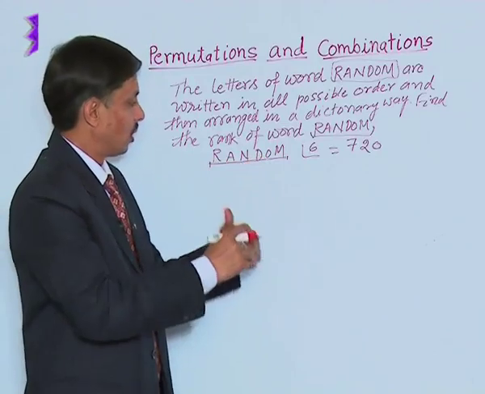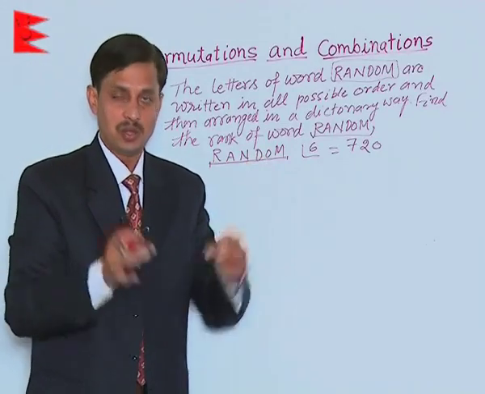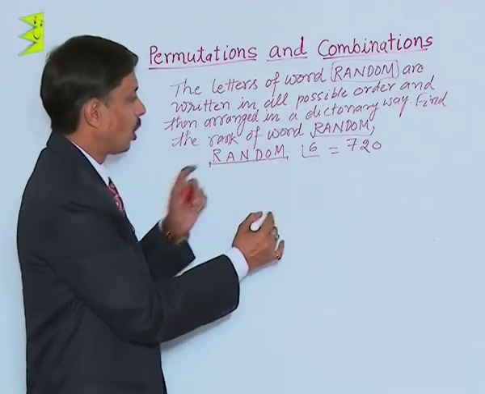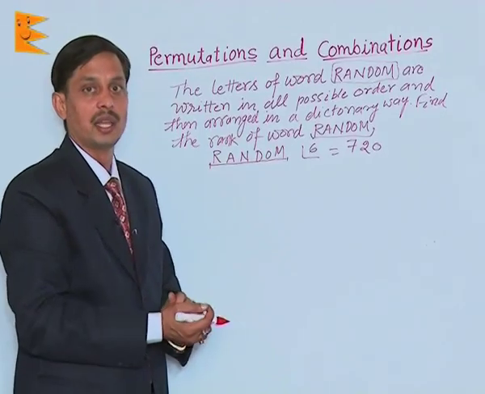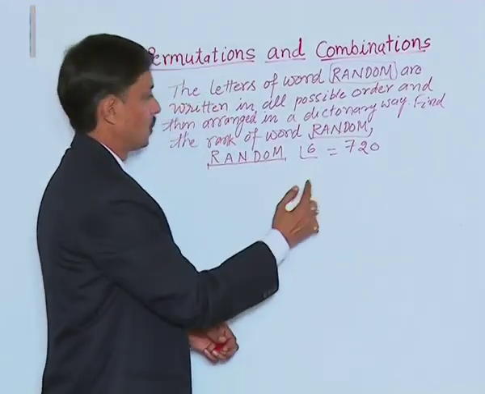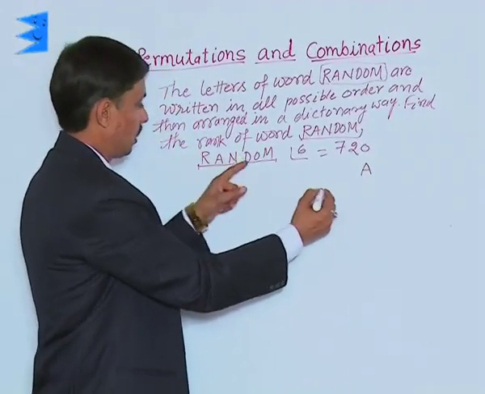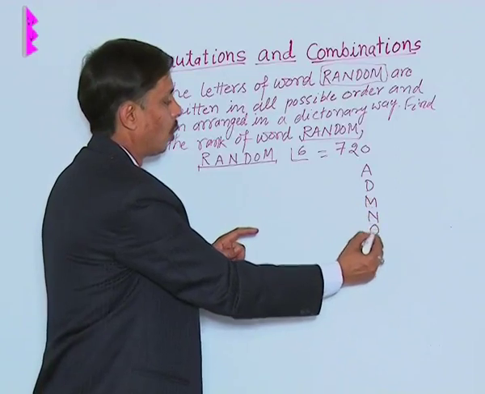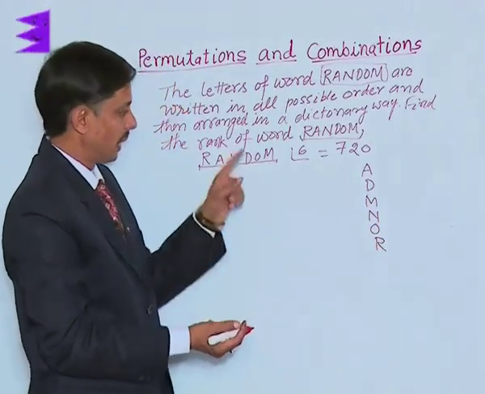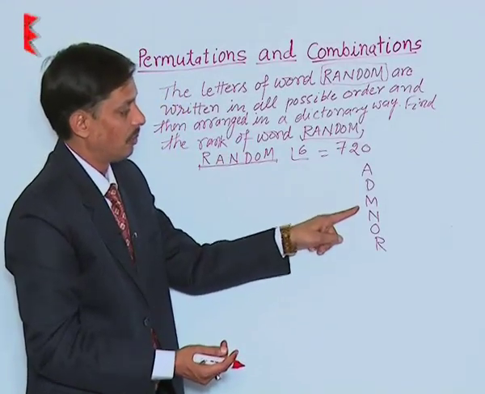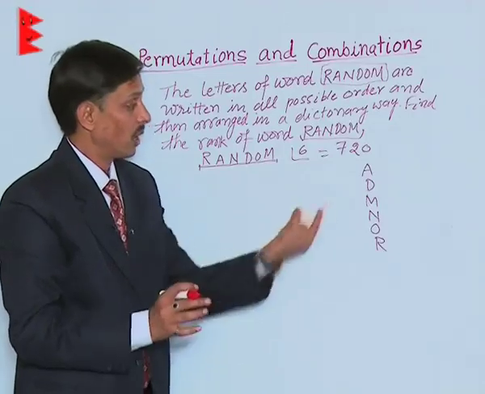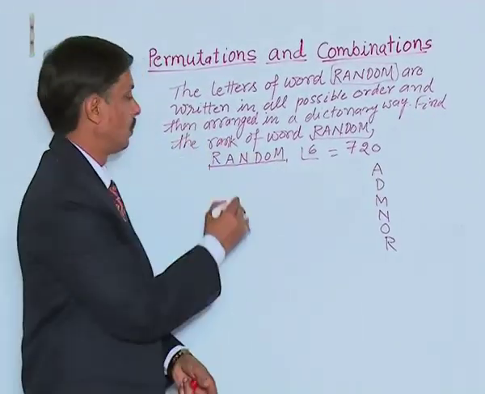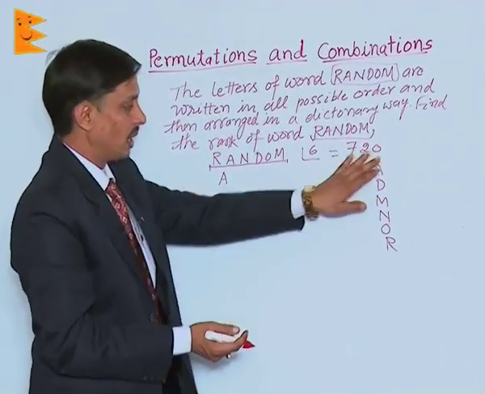First thing. But if I tell you to arrange in the dictionary, first of all, letters which start with A come first. So I am writing the order of the letters used in writing random as per the dictionary condition. First is A, then D, then M, N, O, and finally R. So as per the dictionary, the order is A, D, M, N, O, R. First I will fix A. I am looking for all those words which will start with A.